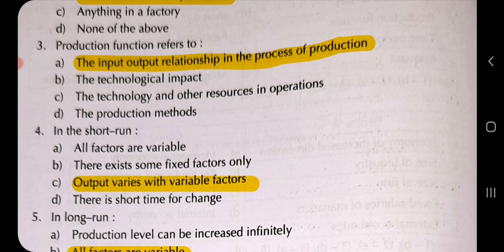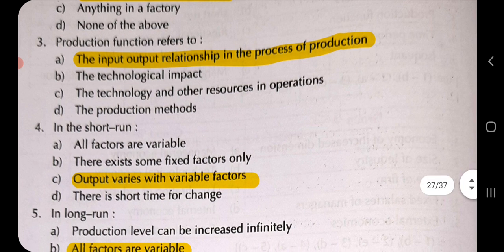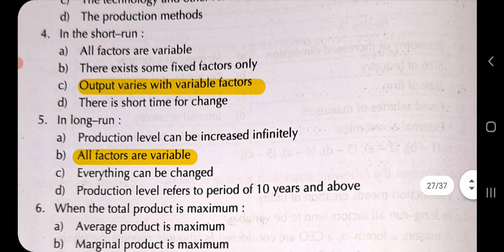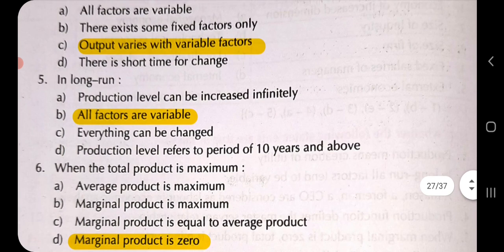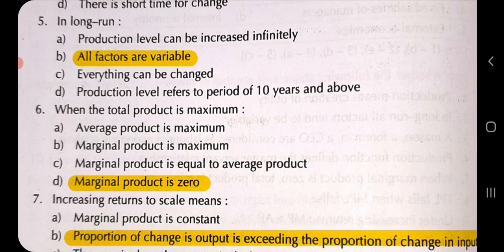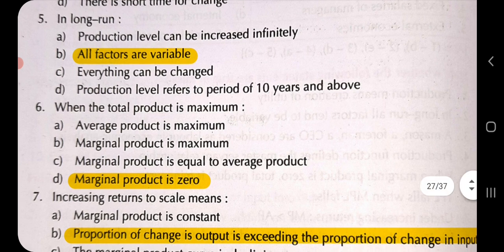Fourth question, in the short run dash dash, and the answer is output varies with variable factors. Short run में क्या होता है? As we increase the variable factor, the output will also change. Fifth question, in the long run dash dash, in the long run the answer is B, all factors are variable. Then sixth question, when the total product is maximum marginal product zero होता है. The answer is D, marginal product is zero.